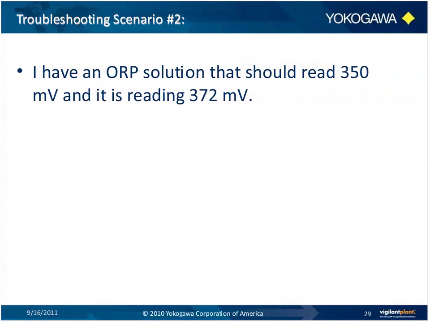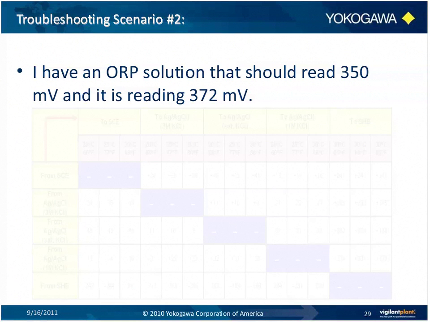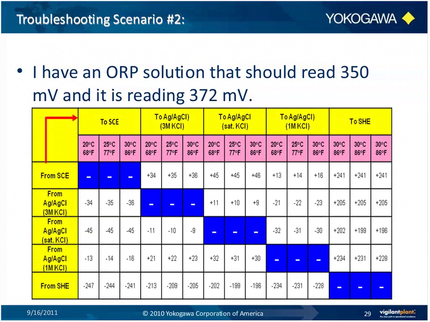A minute ago I discussed it, and I want to go over it in an example again. So let's take a look at that chart we saw just a moment ago. We'll go over it one more time. If I have a pre-made solution whose label reads 300 millivolts, that used a 1 molar KCl solution, and the electrode that I'm using contains a 3 molar KCl solution, when I perform that calibration at 25 degrees C, I wouldn't read the 350 millivolts. Instead, I would read that additional 22 millivolts, showing the 372 millivolts on the display.